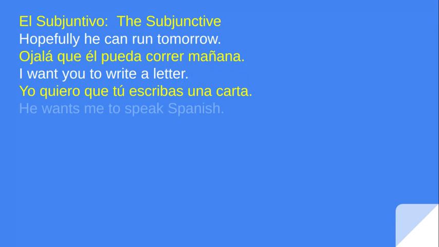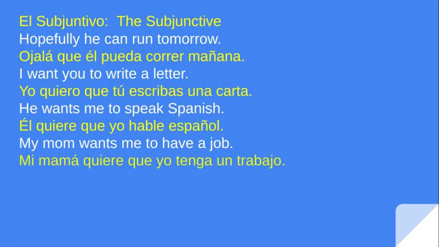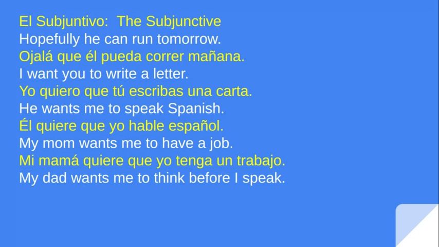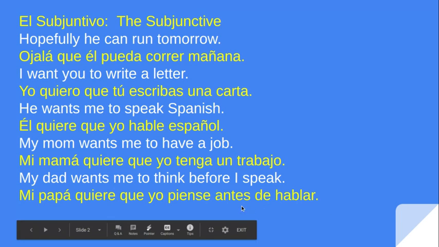He wants me to speak Spanish. Pause. Él quiere que yo hable español. My mom wants me to have a job. Pause. Mi mamá quiere que yo tenga un trabajo. My dad wants me to think before I speak. Mi papá quiere que yo piense antes de hablar. And remember, after antes de or después de, you don't conjugate verbs. Okay?